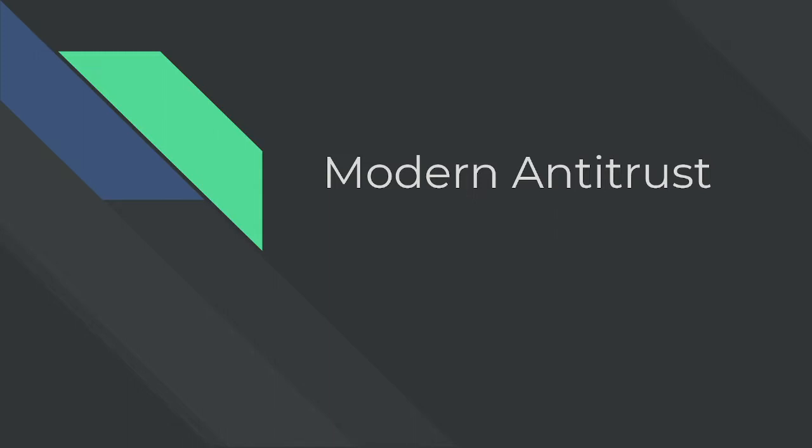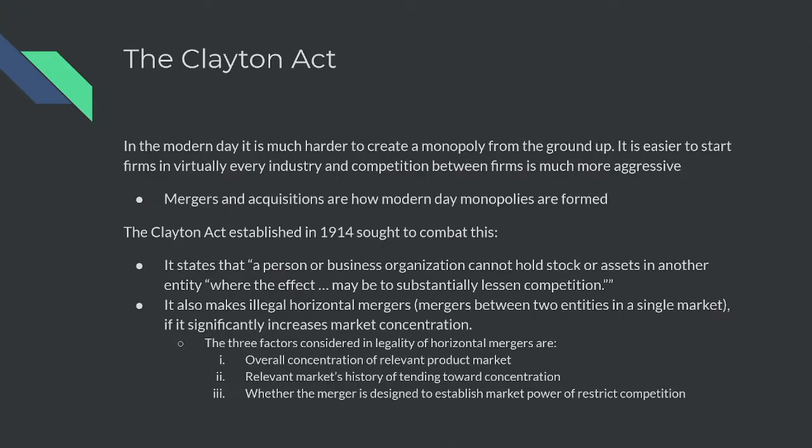But now we're going to jump into some modern antitrust. So it all starts with the Clayton Act. In the modern day, it is much harder to create a monopoly from the ground up. It is easier to start firms in virtually every industry, and competition between firms is much more aggressive. Mergers and acquisitions are how modern-day monopolies are formed. The Clayton Act, established in 1914, sought to combat this.